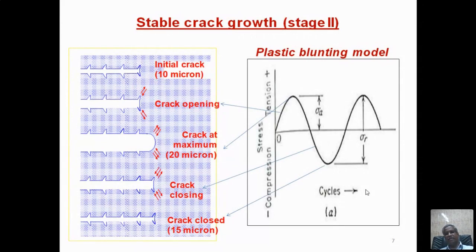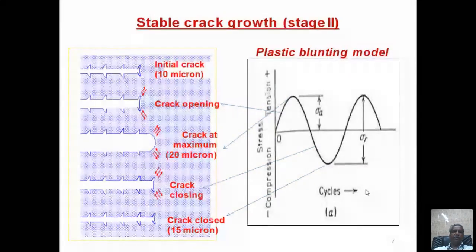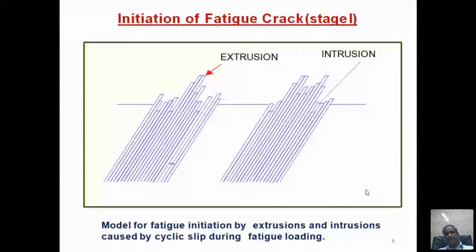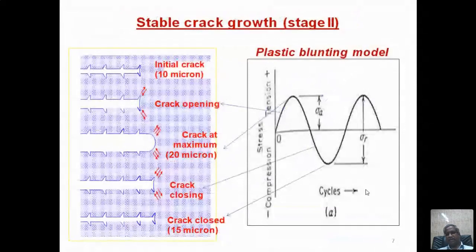Please understand, there is an increment of crack at the end of each and every cycle once the crack reaches the second stage. So this is known as the second stage of the crack growth. Every cycle will produce an advancement of crack, from 10 micron to 15 micron, next cycle 15 to 20 microns, next cycle 20 to 25 microns. Every cycle will drive the crack to grow further. That's stage 2. Stage 1 is initiation of crack, and stage 2 is propagation of crack.